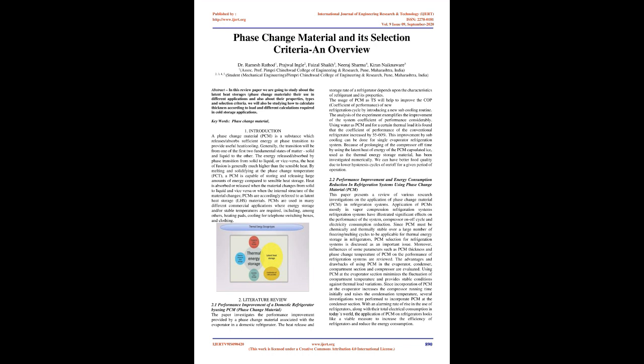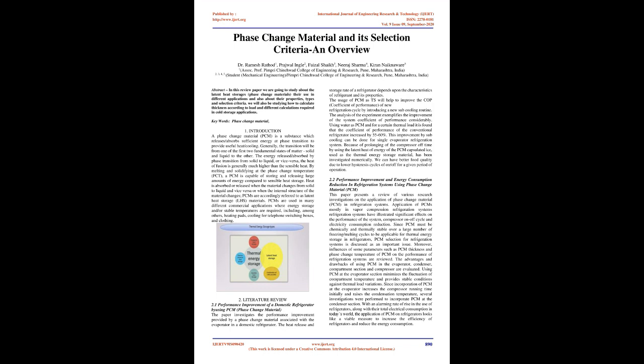2. Literature review. 2.1 Performance improvement of a domestic refrigerator using PCM, phase change material. The paper investigates the performance improvement provided by a phase change material associated with the evaporator in a domestic refrigerator. The heat release and storage rate of a refrigerator depends upon the characteristics of the refrigerant and its properties. The usage of PCM will help to improve the COP, coefficient of performance, of the new refrigeration cycle by introducing a new sub-cooling routine. The analysis of the experiment shows a considerable improvement of the system coefficient of performance.